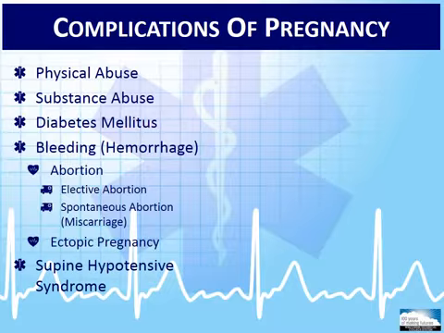Supine hypotensive syndrome occurs when supine positioning results in the fetus resting on the mother's inferior vena cava. This reduces the amount of blood returning to the heart from the lower extremities, which reduces cardiac output and drops the mother's blood pressure, resulting in syncopal episodes. If this occurs, the woman is encouraged to lie on her left side instead of her back to relieve the pressure on the inferior vena cava.